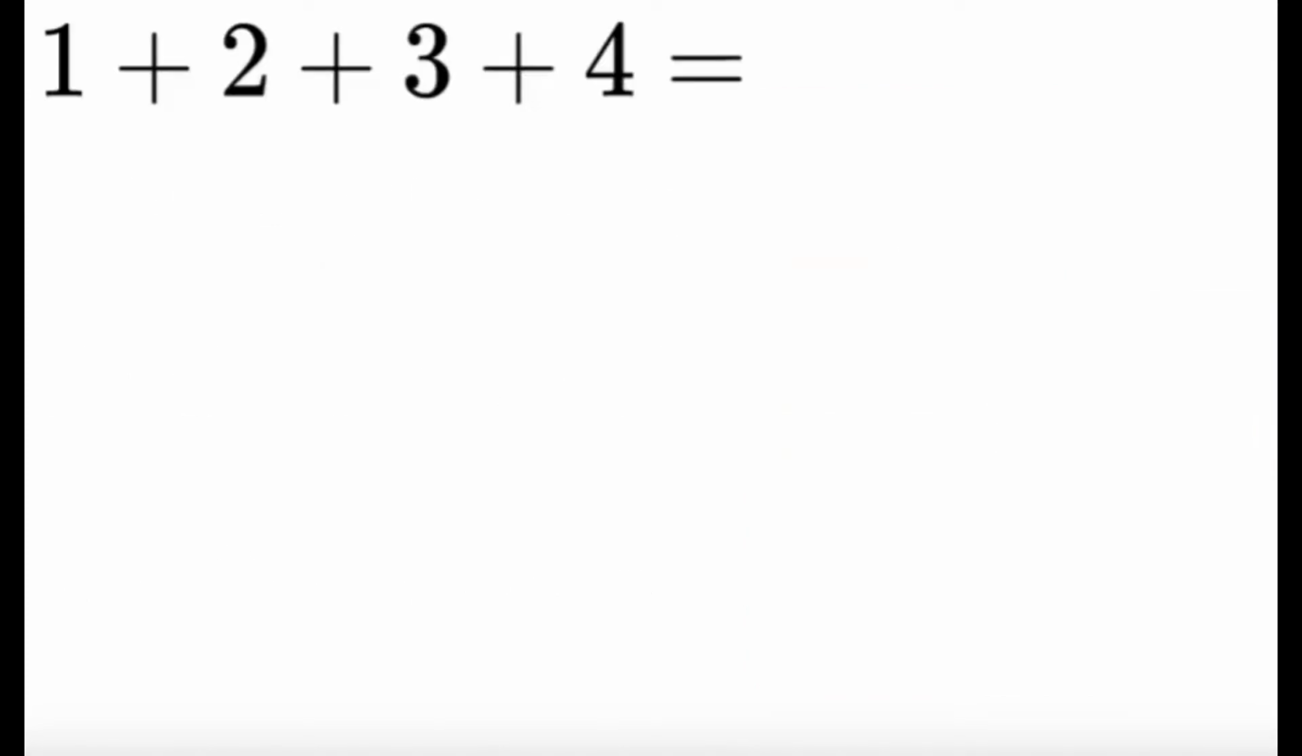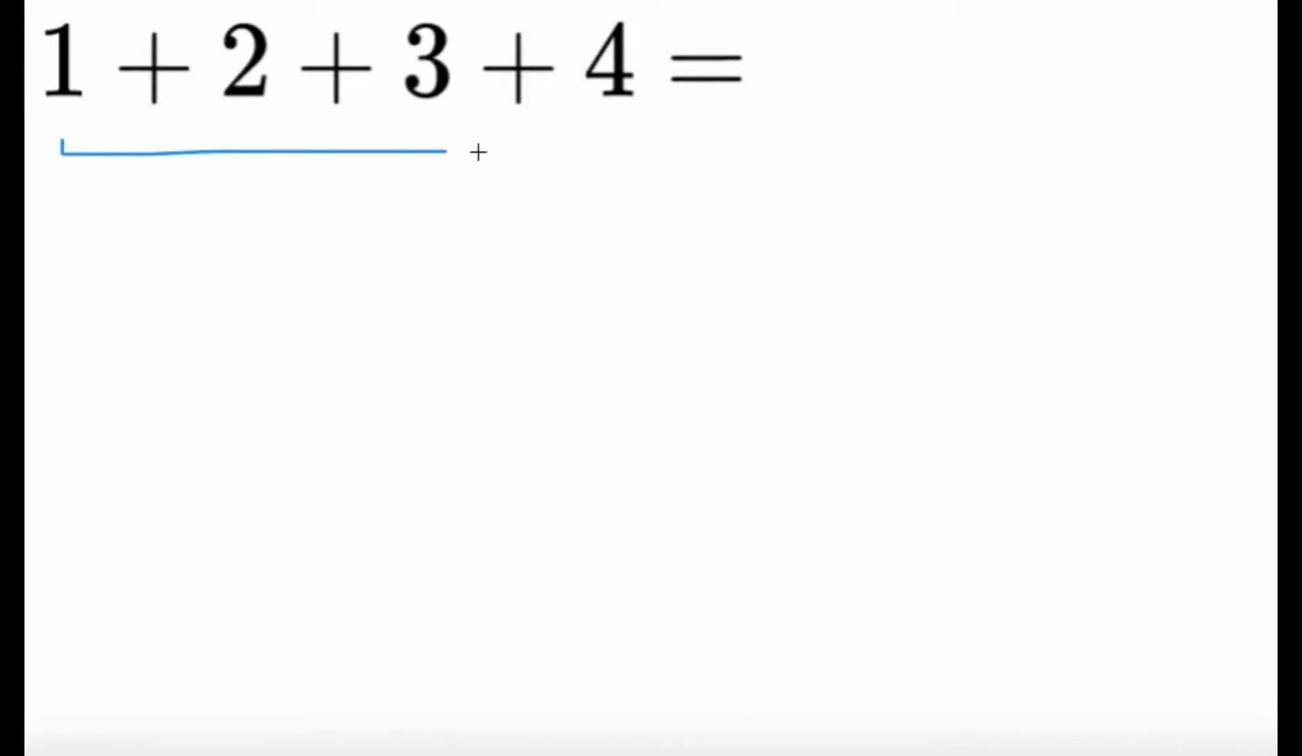Alright, for the first one, very simple: 1 plus 2 plus 3 plus 4. Sure, we don't really need the formula for that, right? 1 plus 2 is 3. 3 plus 3 is 6. 6 plus 4 is equal to 10. So sure, we can do this without even the formula. But let's just try to show that the formula actually works.